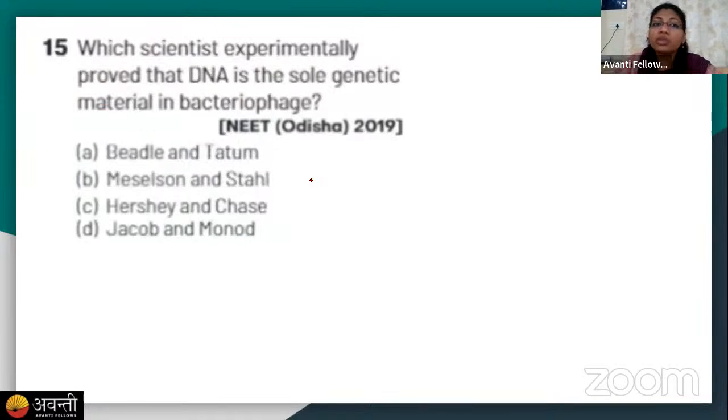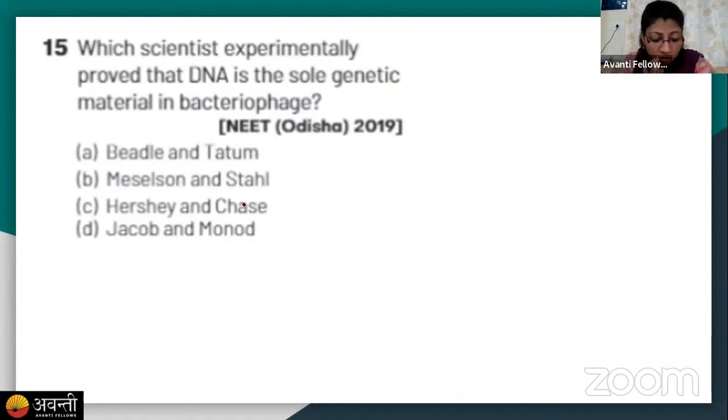Next question here is, which scientist experimentally proved that DNA is the sole genetic material in bacteriophage? Here we have to find out which scientist says that DNA is the genetic material in bacteriophage. Okay, so you have already given your answer before reading the options. You have opted for option C, that is Hershey and Chase. Yes, Hershey and Chase are the scientists who used a bacteriophage.